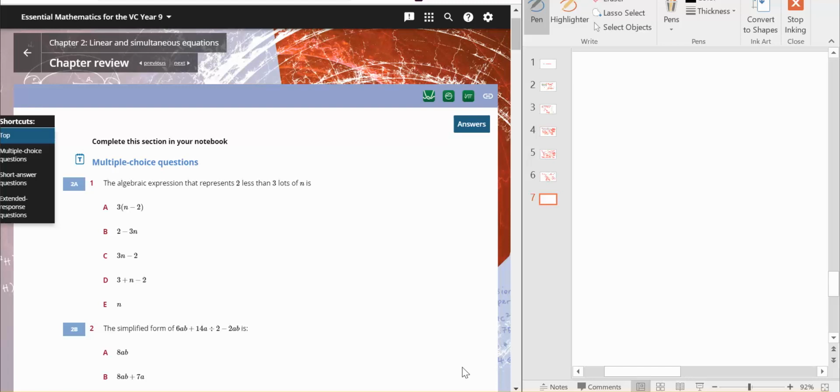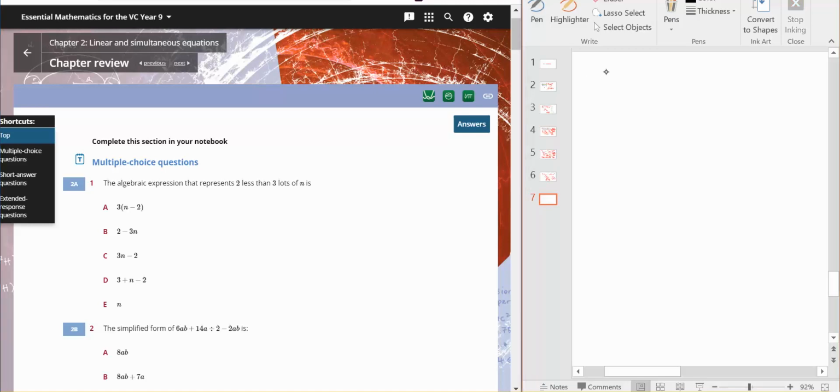For Year 9 Maths, we're going to go through the chapter review. Okay, so I'm going to do the multiple choice questions first, so we get an idea of how to approach all the questions.